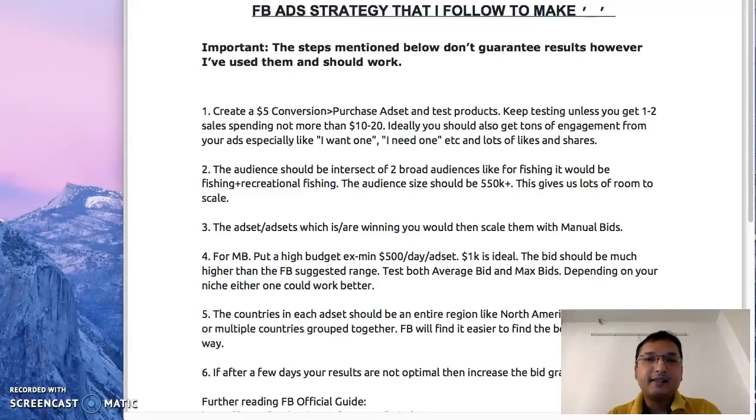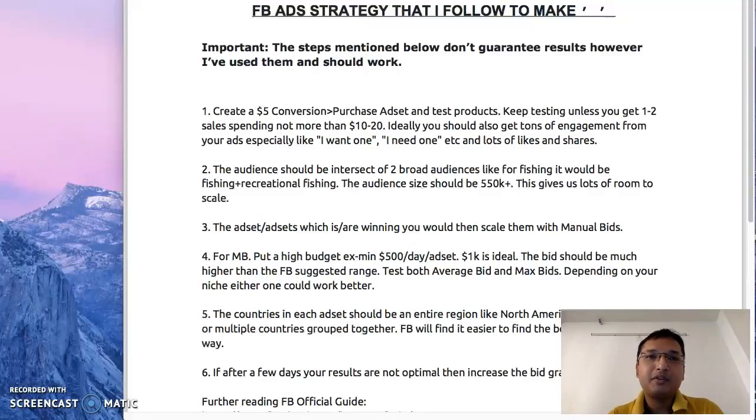The third part is, after you run it for 2 to 3 days minimum, you would find that some ad sets obviously would be winning, which means they would have a few sales, and some would be doing nothing. So just turn off the ones that are not performing, and scale the ones that are performing, that are getting sales with a small budget. Which means if it gets sales from a small budget, it would do really well with a big budget. So what we do to scale is use manual bidding. Now obviously most of you would know that Facebook gives us 2 options.